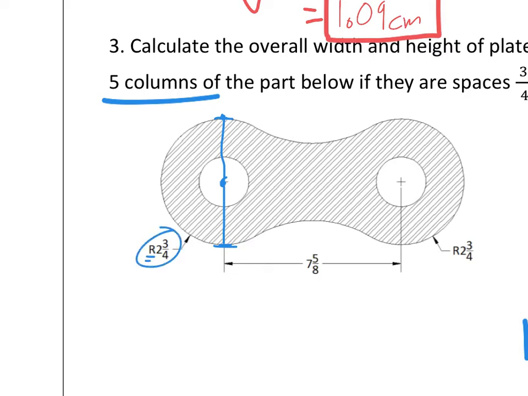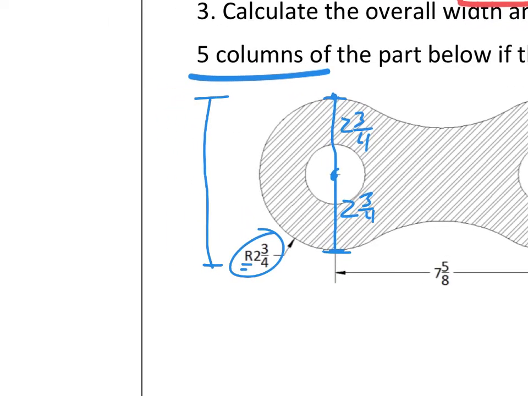So here our radius. Again, this R means the radius. That's 2 3/4 and 2 3/4. So this height here is going to be 2 times 2 3/4, all right? Or we just add them. So our height here is 2 3/4 plus 2 3/4. Well, let's try that out. We know 2 plus 2 is 4. And we know 3/4 plus 3/4 is 6/4.